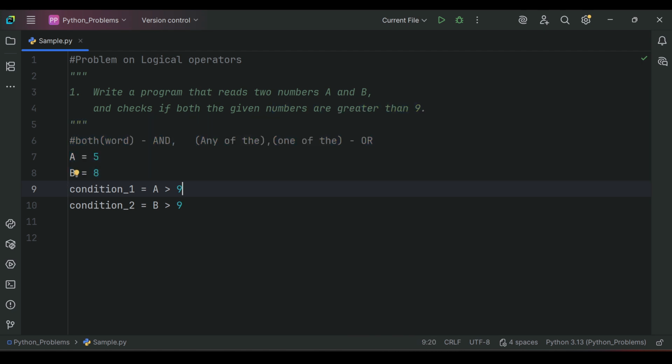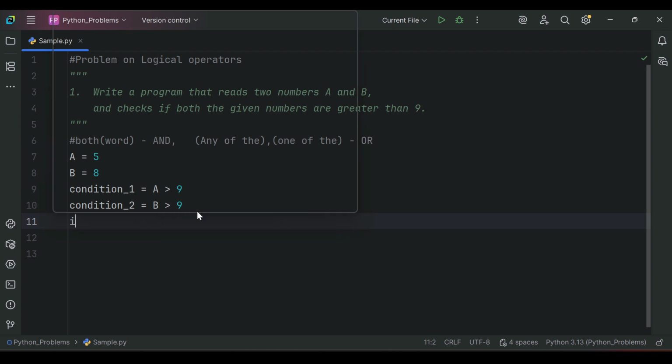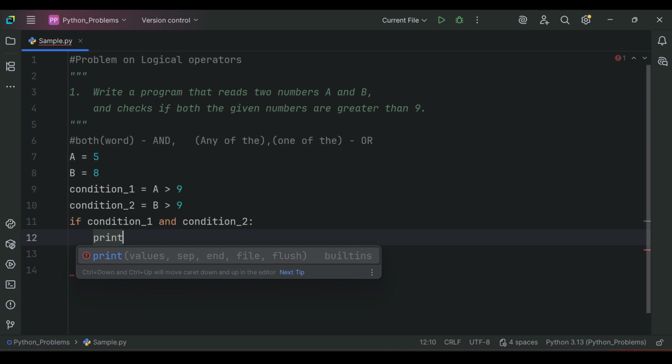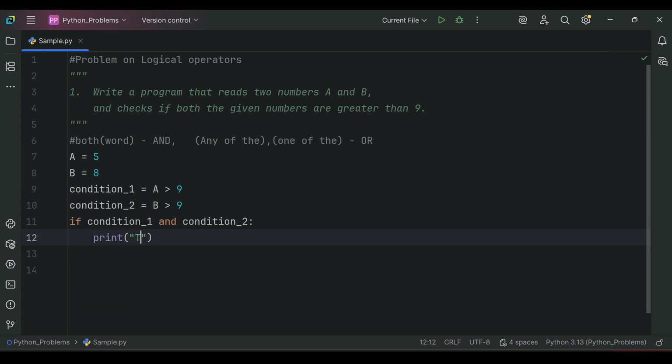Now we will check the given condition: condition 1 and condition 2. What he is asking is to check whether the result is true or false. Suppose it's true, then print true. Suppose it's false, then print false. Now we have to do this problem.